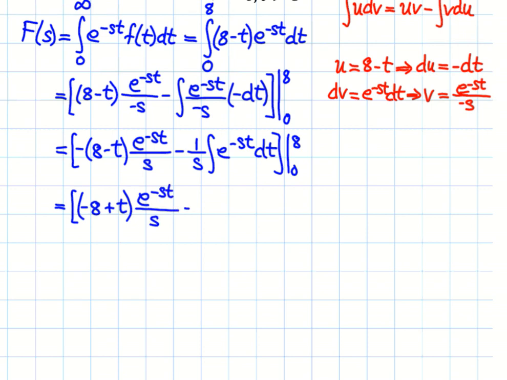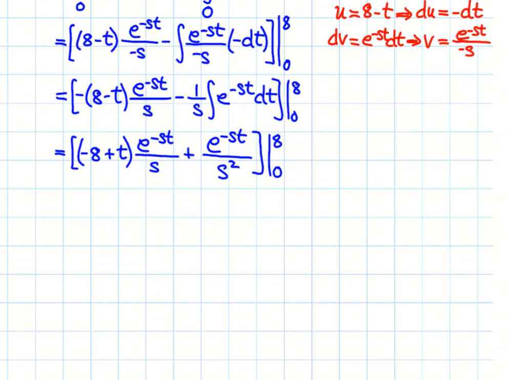The integral here will be e to the negative st over negative s. Negative s times 1 over s on the outside, we have 1 over s squared. And on the top, e to the negative st over s squared. Evaluate from 0 to a. And now we're just going to put a in for t and 0 in for t.